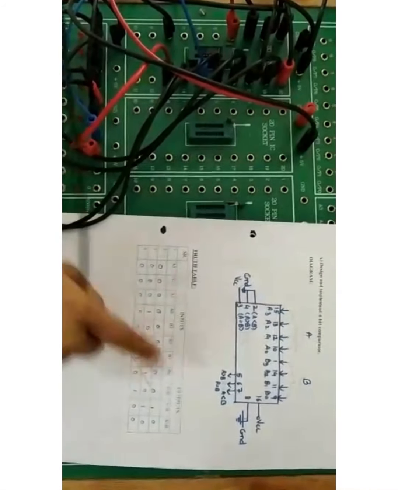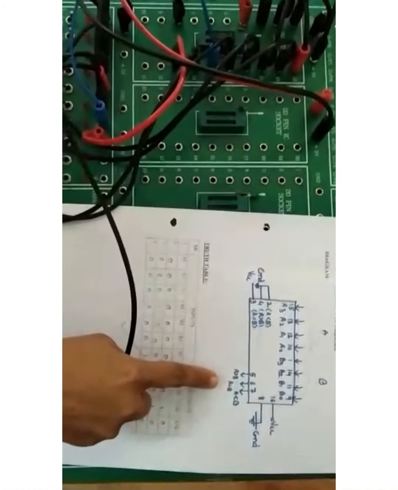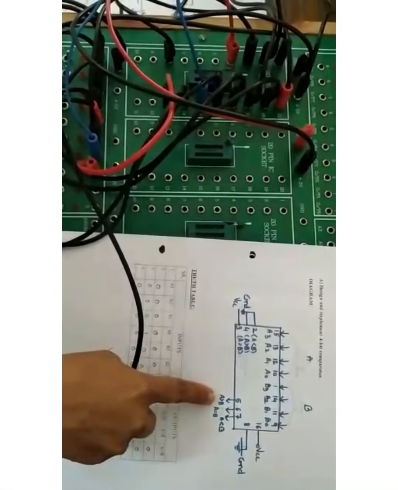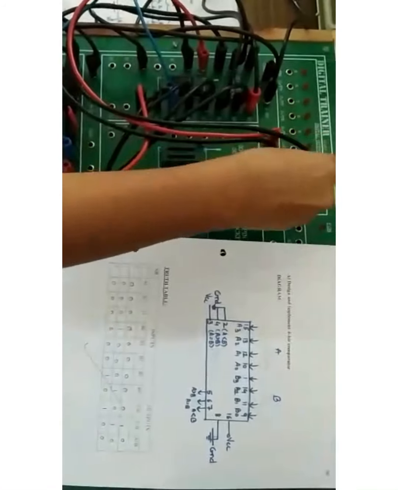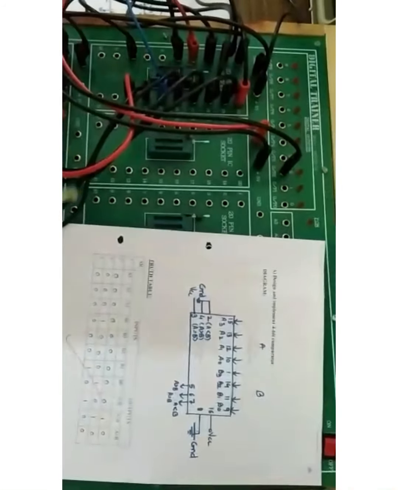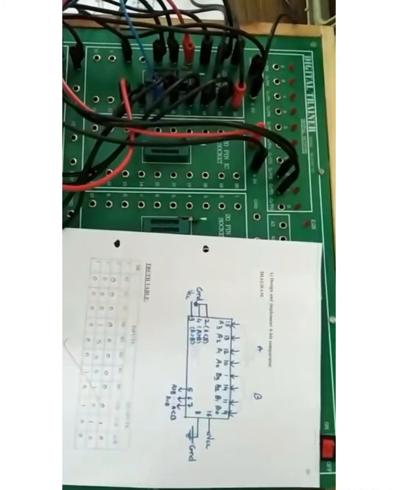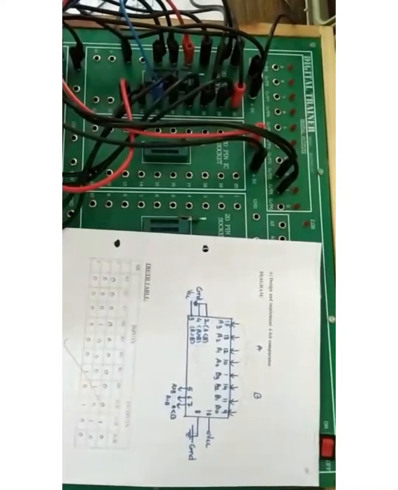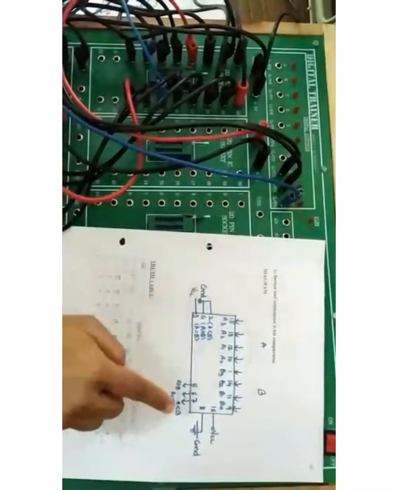Then we will see 5, 6, 7. These are the output pins. Pin 5 is A greater than B, and I am connecting it here to one of the outputs. Pin 6 is A equals B, again another output. And pin number 7 is again one of the outputs, that is A less than B.